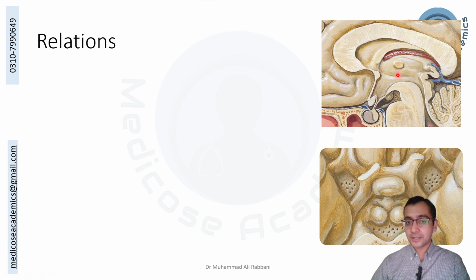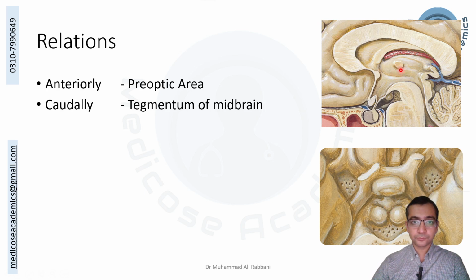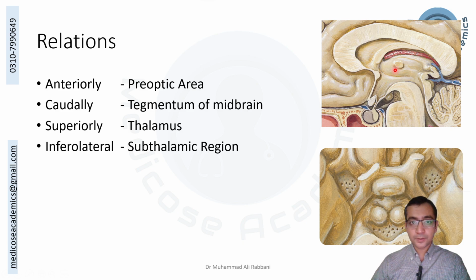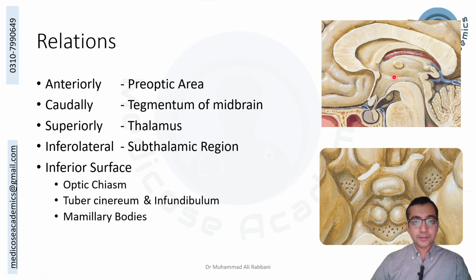So these are the structures that you can see right here, especially superiorly the thalamus. It is very visible here, and the other structures are mostly the same. The hypothalamic sulcus is the superior boundary.